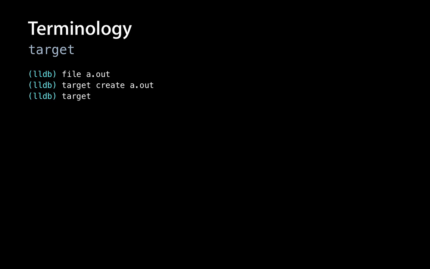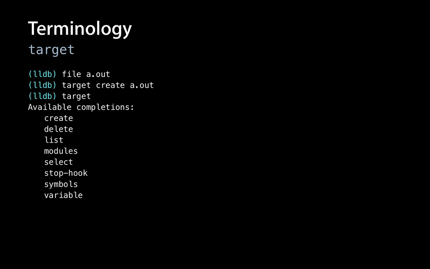If we want to discover the various things that we can actually do with the target, you can type target followed by a space and hit the tab key. And it will autocomplete all the various things that you can do with the target. You can see that there's a lot of different things that you can do. You can create, you can delete, you can list, and you can see the modules inside of a target.